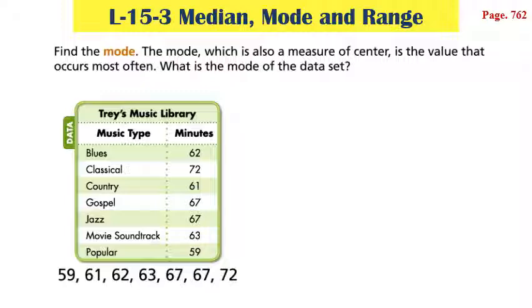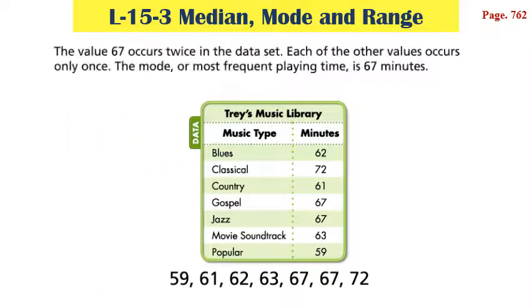Find the mode. The mode, which is also a measure of center, is the value that occurs most often. What is the mode of the dataset? The value 67 occurs twice in the dataset. Each of the other values occurs only once. The mode, or most frequent playing time, is 67 minutes.